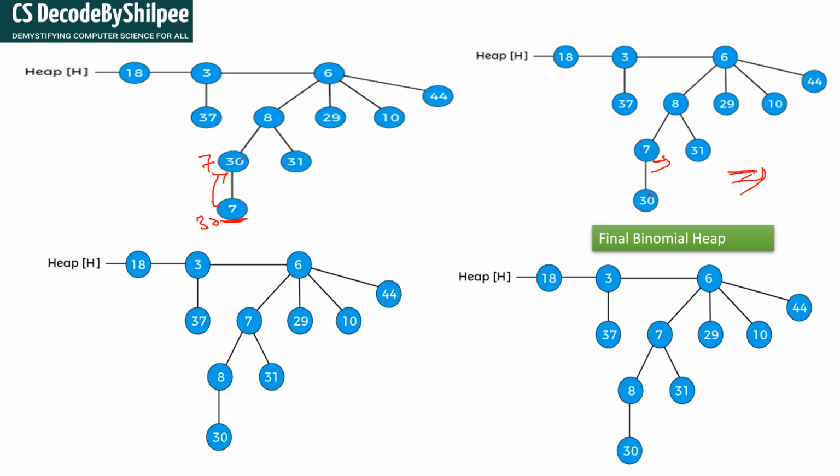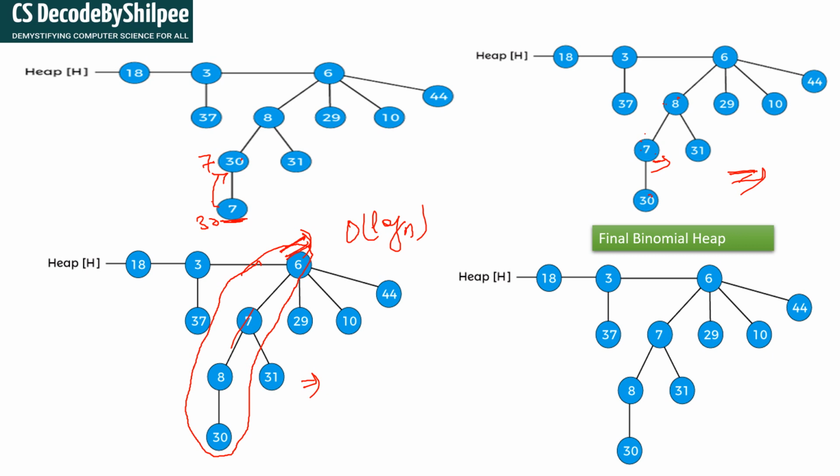Now 7 has come here. Again I check that the parent of 7 is 8. Is 8 less than 7? Again the condition is violated, the min heap property is violated, so again I perform swapping, and after swapping I get this. I am working along this path only. The time complexity is the height of the tree, and the height of a binomial tree is order of log n.